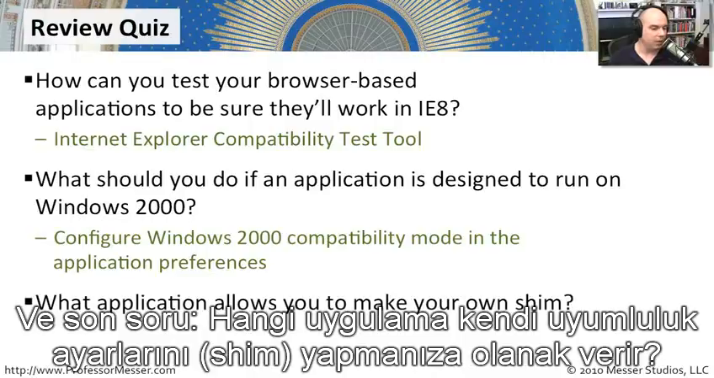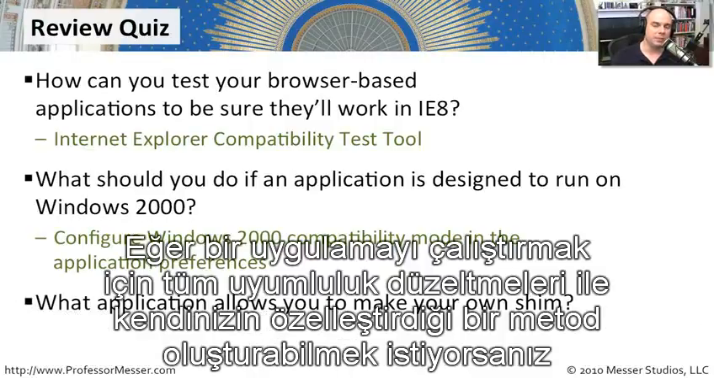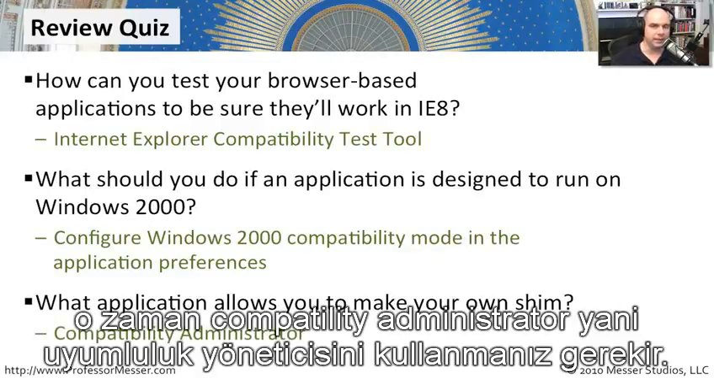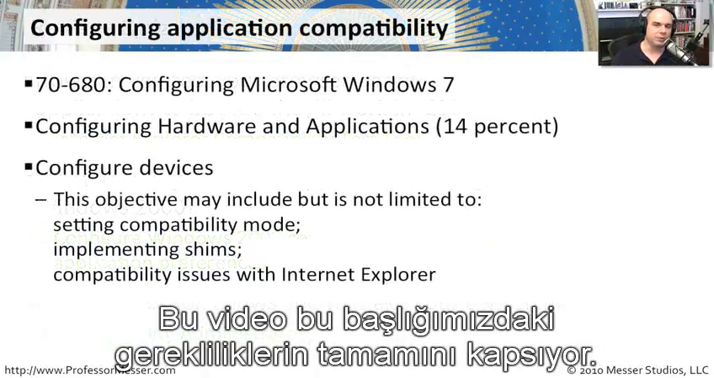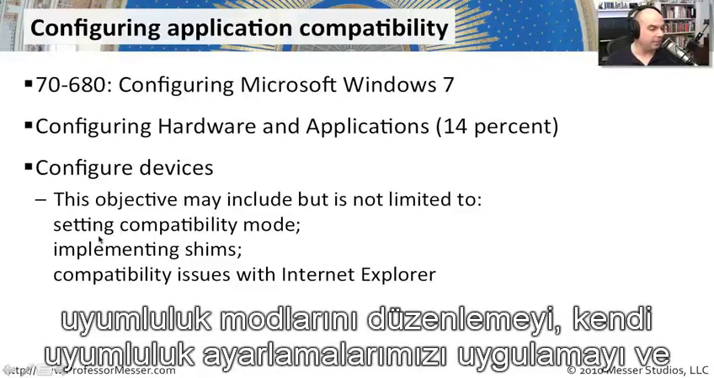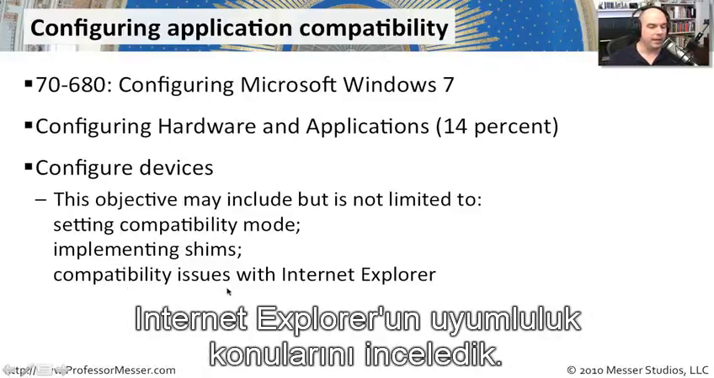And the last question: what application allows you to make your own shim? If you wanted to be able to create your own customized methods for an application to run with all of those compatibility fixes, then you'll want to use the Compatibility Administrator. That covers the requirements that we have for this particular subject on application compatibility. We've looked at setting compatibility modes, implementing our own shims, and looking at the compatibility issues with Internet Explorer.